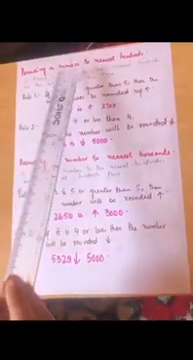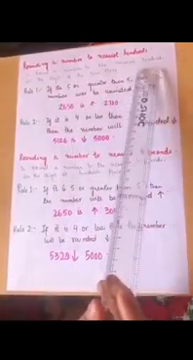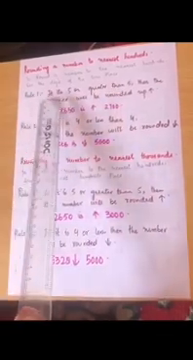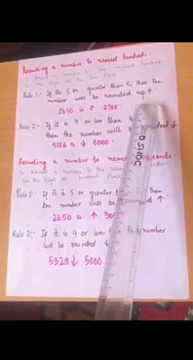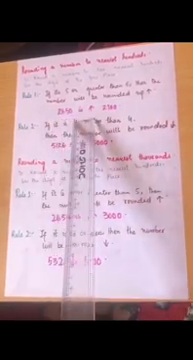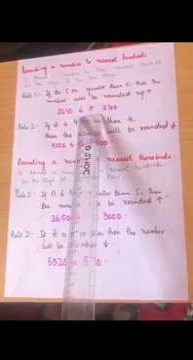Rounding off a number to the nearest hundred. To round off a number to the nearest hundred, see the digit at the tens place. Rule number 1. If it's 5 or greater than 5, then the number will be rounded up. 2650 is rounded up to 2700. We show it with an arrow.